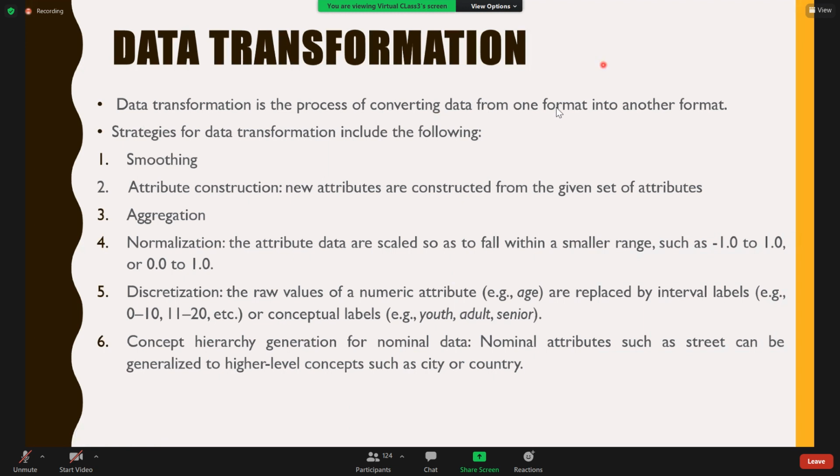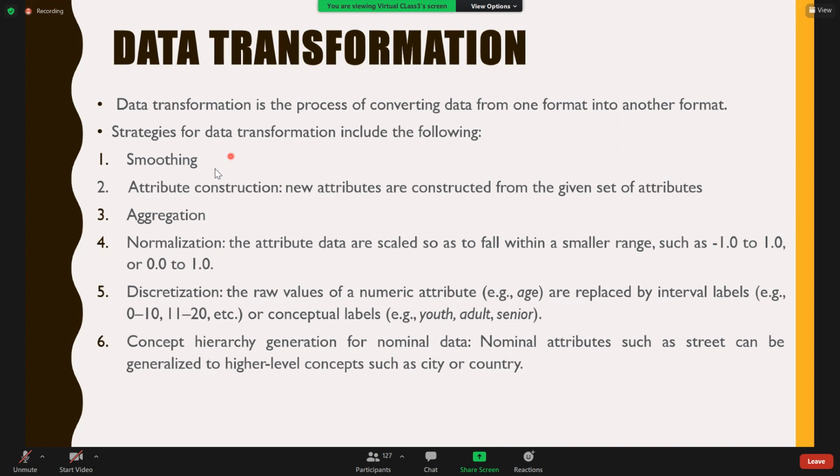Yeah. And the next one is data transformation. Data transformation is also one of the pre-processing techniques. Here you are converting the data from one format into another format. The format of the data is changed.